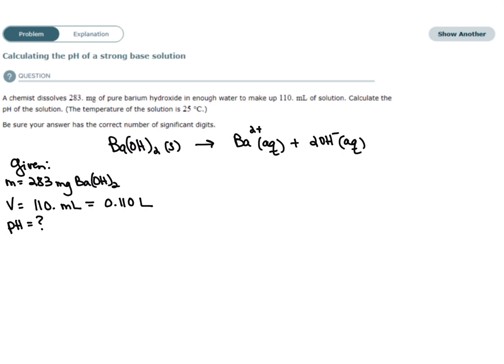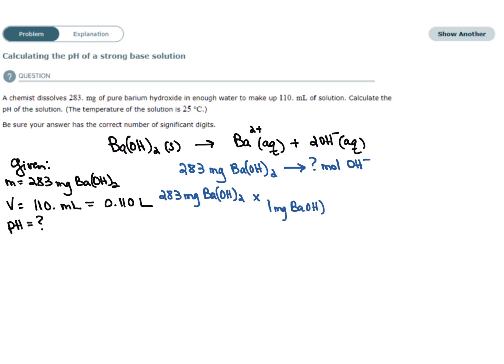So again, pH is the negative log of the concentration of H3O plus. So I'm going to convert from barium hydroxide to hydroxide. From there, I'm going to try to find the concentration of H3O plus. So let's start off our conversion. I'm going to convert milligrams of barium hydroxide to moles of hydroxide. One milligram is 10 to the negative 3 grams. I'm going to go ahead and find the molar mass using the periodic table.